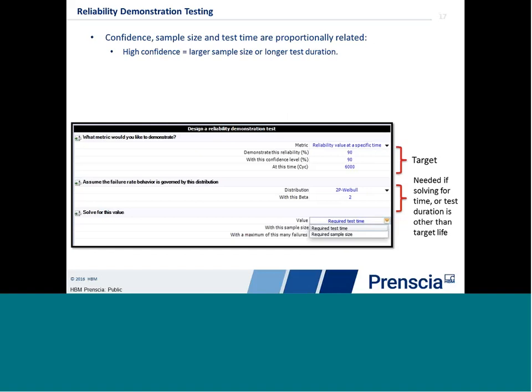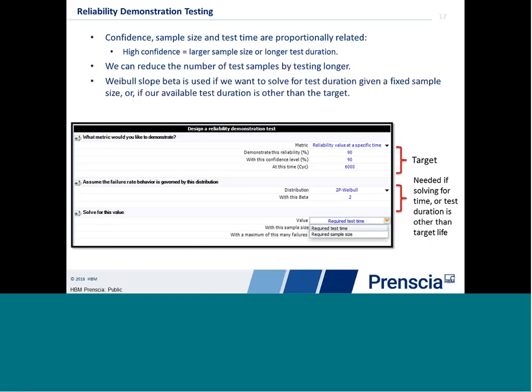But in general, the idea is we can gain confidence that our testing replicates the statistics or failure characteristics of the entire population by either testing longer or testing more samples. So clearly, we can reduce the number of samples by testing longer. So we have kind of a teeter-totter effect here, where more samples, less time, less samples, more time, vice versa.